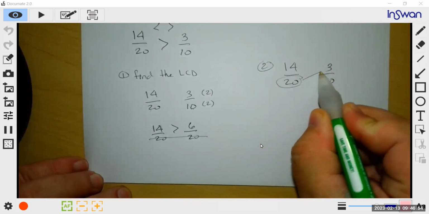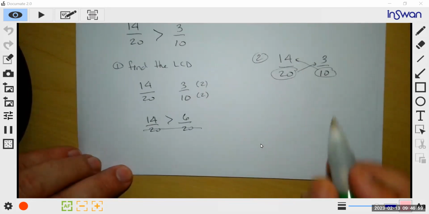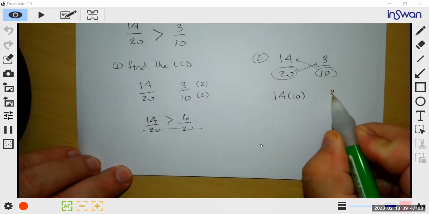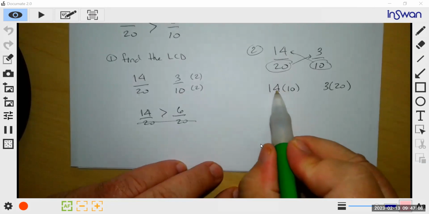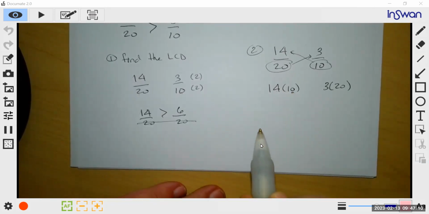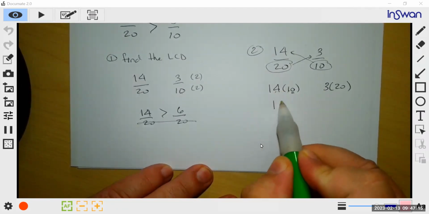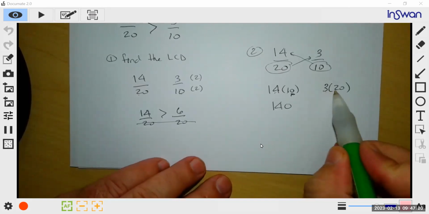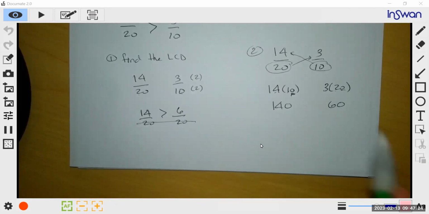This number times that, this number times that. It's called cross multiplication. So 14 times 10. Whenever you have a number that ends in a 0, just multiply the number from it. So 1 times 14 is what? And just put 1 0 behind it. 3 times 2 is 6. Put a 0 behind it. What number is bigger? And there you have it.